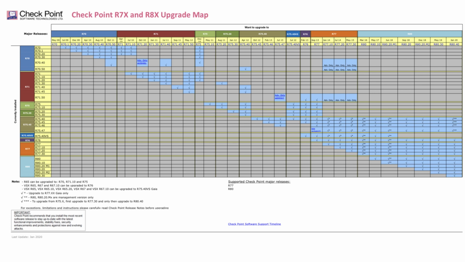You can see that r80.30 is actually compatible to upgrade quite far back. You can upgrade all the way from r75.45, so that's really long back. I know most of you are either on r80.10 or r77.30. r77.30 was a very stable release.